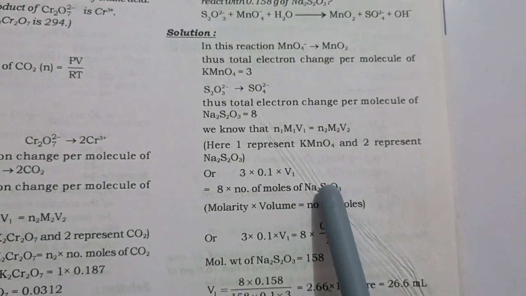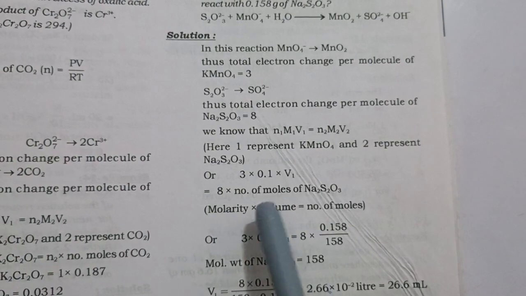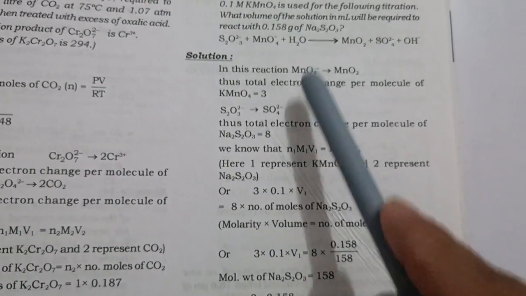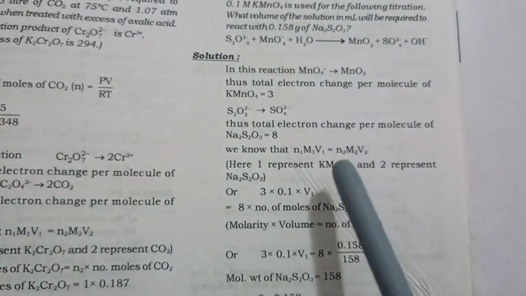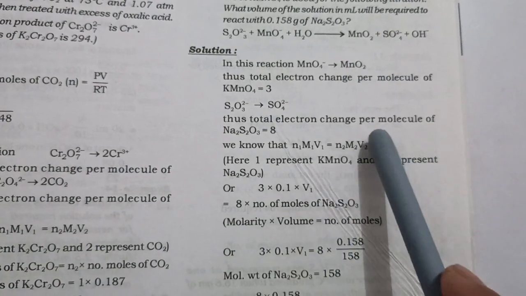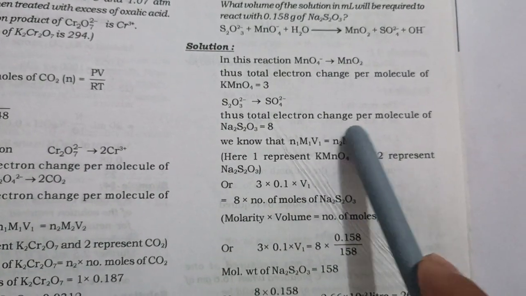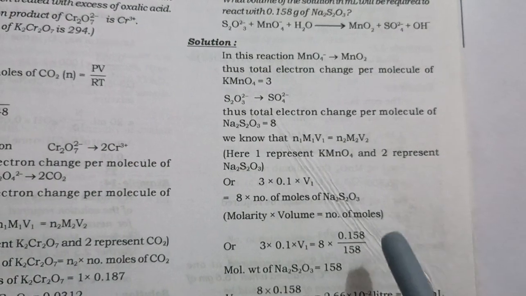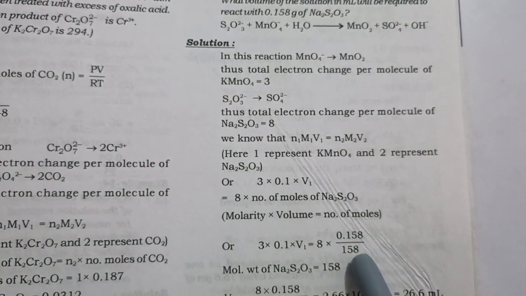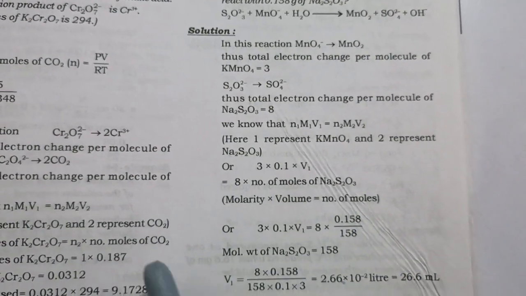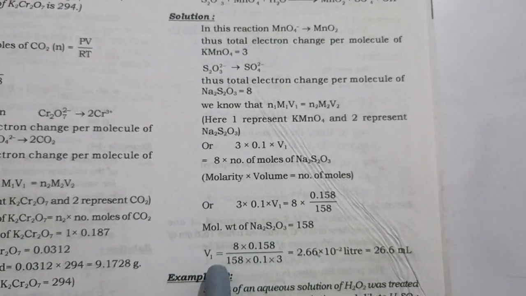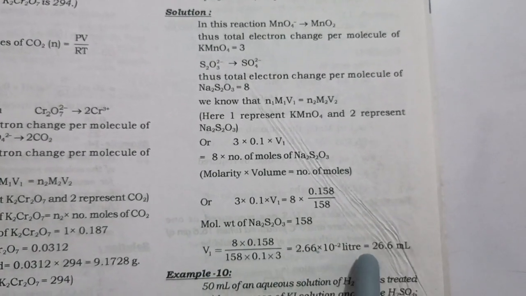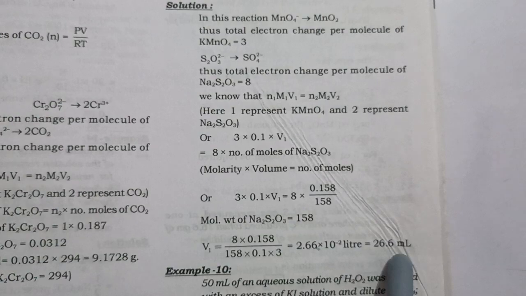M2V2, which is the number of moles, and the number of moles is equal to weight upon molar mass, because we have been given the weight. So how will we find the moles? M2V2 is equal to the number of moles, and we will find it from the given mass upon molar mass. So as we put in the values, we find the volume. By solving this we get 26.6 ml.